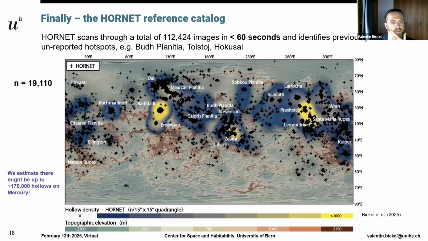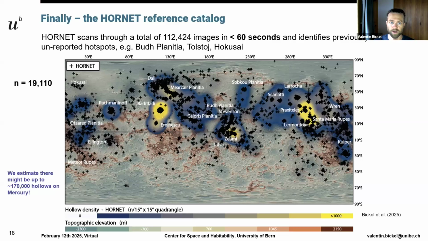All right, so this is the product. After all these steps, after all these efforts, we finally get our global product. We scanned every single Messenger image, about 112,000 of them. It took the model less than 60 seconds to do that. So it's really, really fast. That's probably the best selling point of deep learning, really. It's really fast and produces a very nice global catalog of hollow locations.